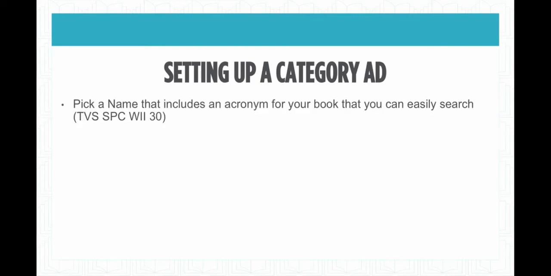How do you set up a category ad? Well, first, pick a name that's going to be a good acronym. So for the viral superhero series, I do TVS. Then you'll use the acronym for Sponsored Product Category, SPC. Then you might say, what type of copy am I using? I'm using the what it is copy, the WII. And then I'm putting in the bid amount, which is 30. You could also put in other things here, like what category it is.